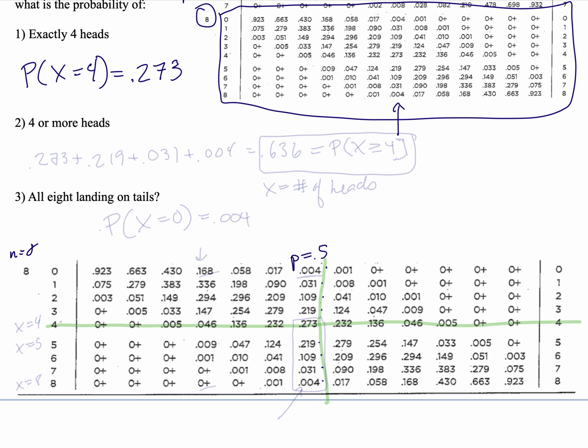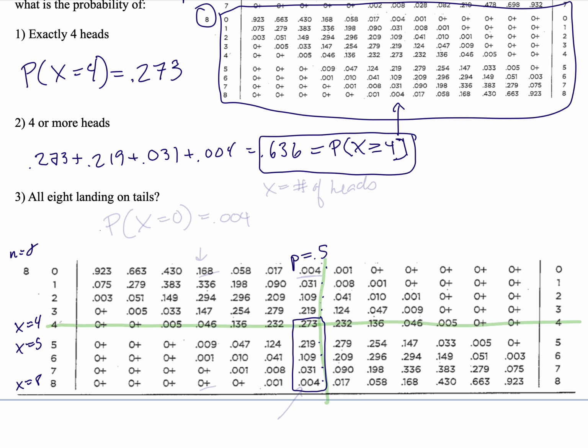If we look at the probability of 4 or more heads, then that would be adding up all of these values, the value for the probability that x equals 4, x equals 5, and so on, all the way up to x equals 8. So we can add those values up. It's 0.273 plus 0.219 plus 0.031 plus 0.004. And if we add those values up, then we'll get 0.636. So 0.636 is the probability that x is greater than or equal to 4.